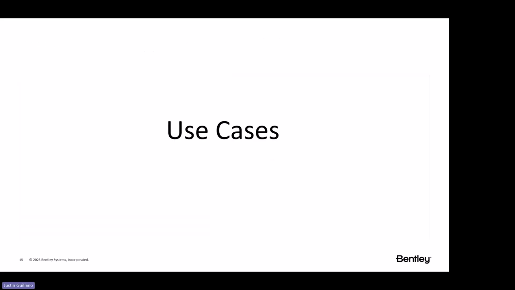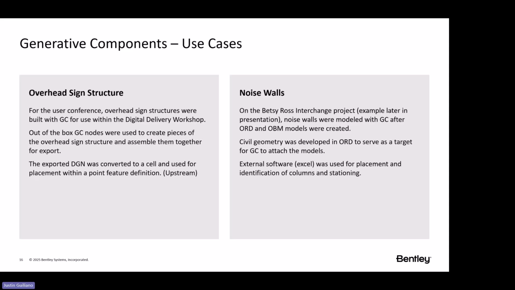All right, so let's look at the use case here. Again, overhead sign structures, it's a popular one. So for the conference, we built all the overhead sign structures within that area for that digital delivery workshop. All of the nodes that we used were out of the box, so we didn't really create anything custom per se. We used just the out of the box technology to build everything we needed. We exported that out to a cell, and then we used it with a point feature definition.